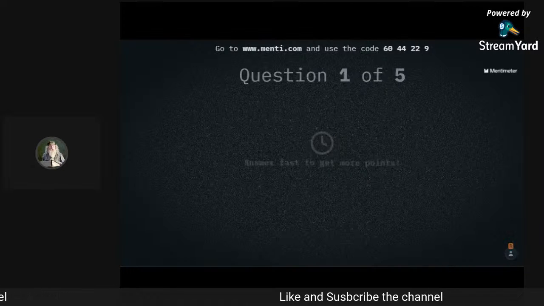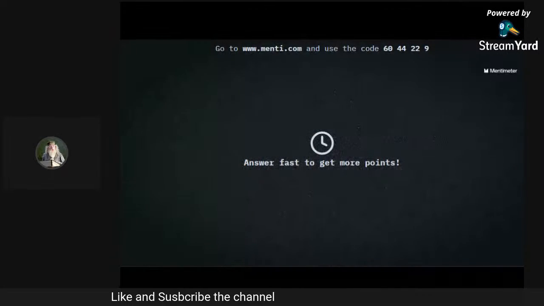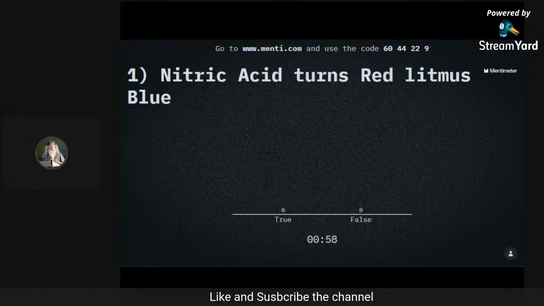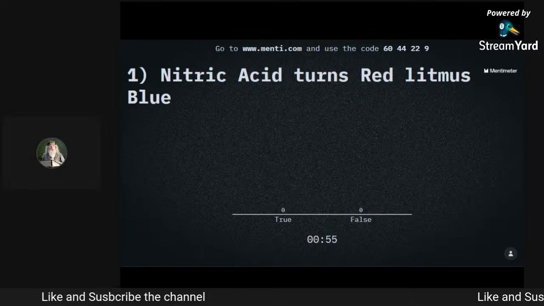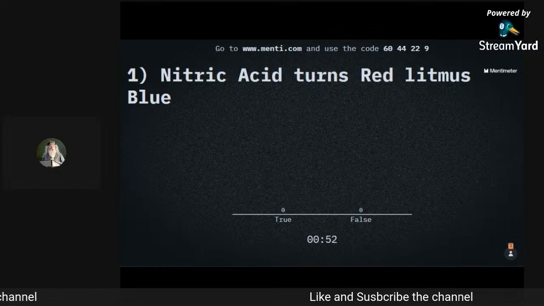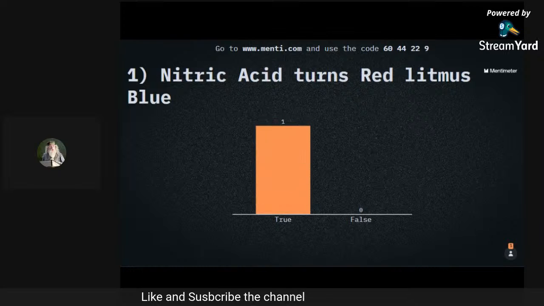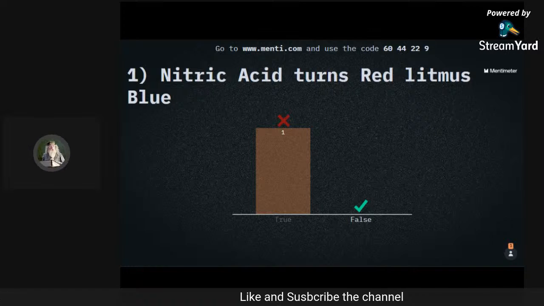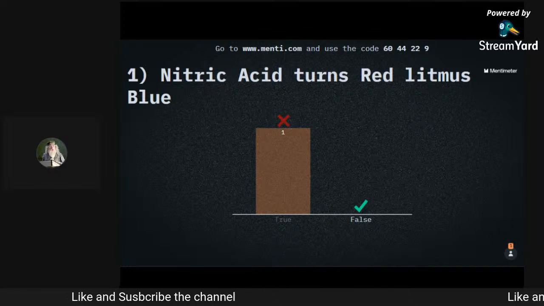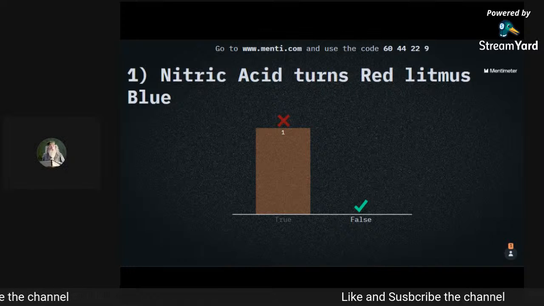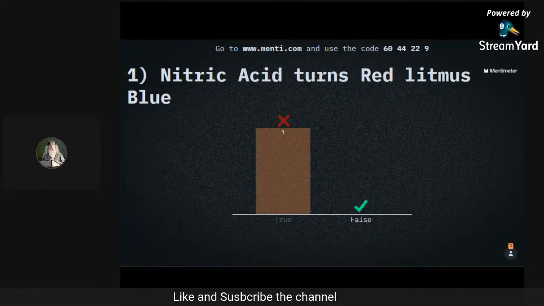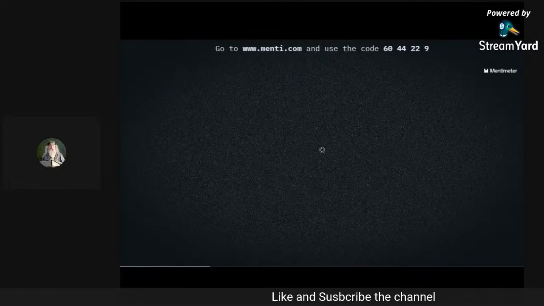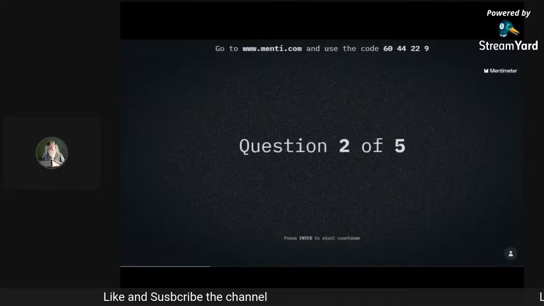Chalo, let us begin with the first question. Question has begun on your screen. Nitric acid will turn red litmus blue. Is it true or is it false? No, no. Acid turns blue litmus red. It will turn blue litmus red, but red litmus will remain red because it is an acid.